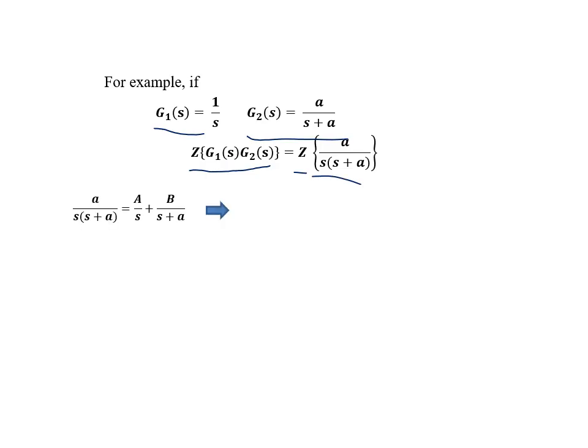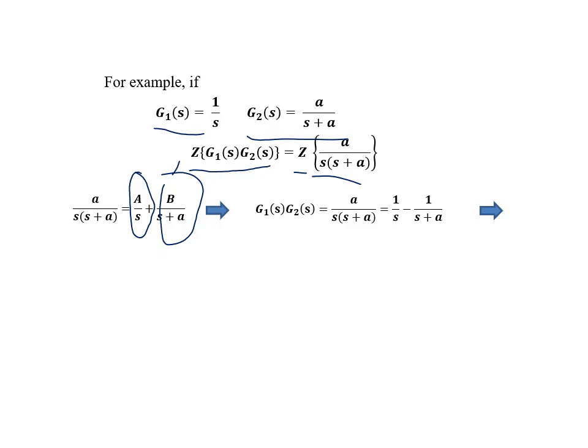We first take the partial fractions: A over S plus B over S plus A. Then we get A equals 1 and B equals negative 1, so 1 over S minus 1 over S plus A. Then we take the inverse Laplace transform: 1 over S has the time function equal to 1, and 1 over S plus A equals e power negative AT.